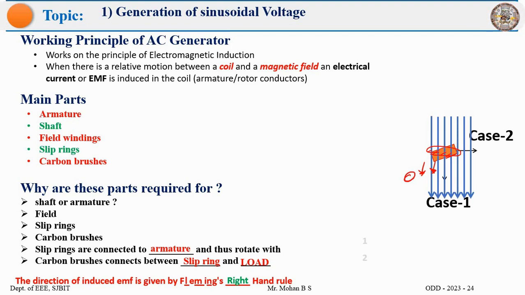So let's see the second case now. Now you can see that it's a conductor. I repeat, the conductor is moving perpendicular to the flux, or I can say that the applied force is perpendicular to the flux. Here it makes 90 degrees. Thus we get maximum induced EMF in this case. So you should know that in case 1 and case 2, when we are moving parallel we get 0, and when the conductor is cutting the flux perpendicularly we get maximum.